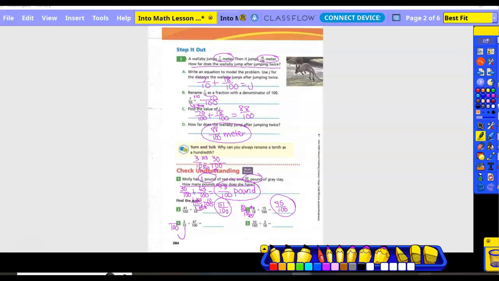So how did I get from 10 to 100? Times 10. What I do on the bottom, I do on the top. So 2 times 10 is 20. So now can I add them? Yes, because I have a common denominator. So 20/100 plus 67/100 gives me 87/100.